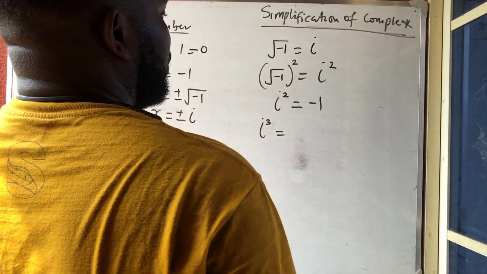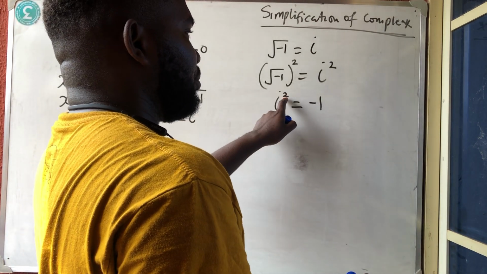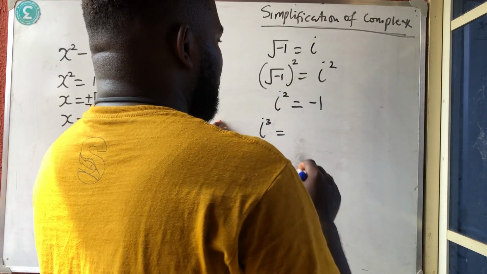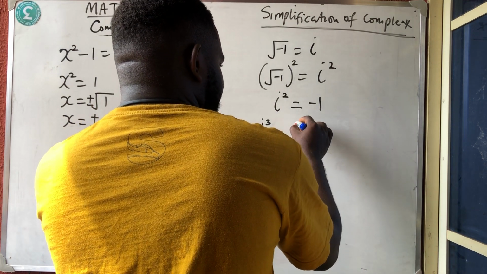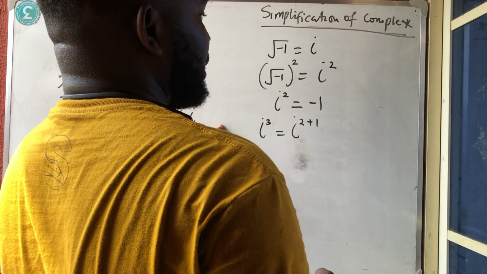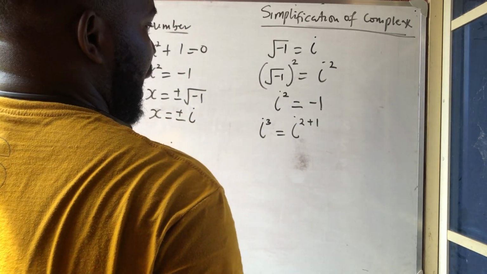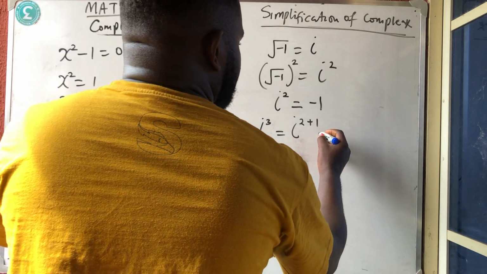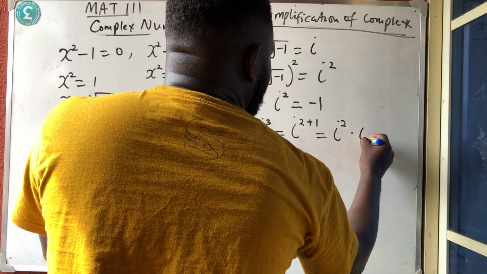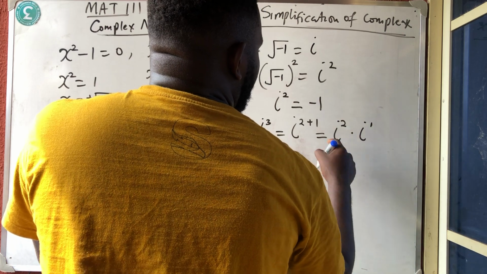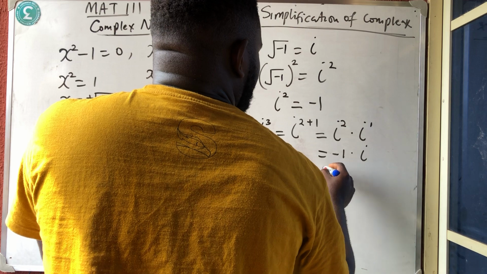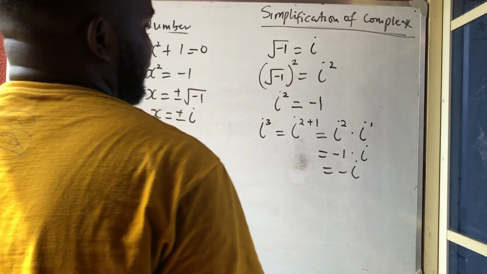Now what do you do? You must start from these two. The one we know normally is i squared. So we can say that i raised to power 3 is simply saying i raised to power 2 plus 1, like this. Okay? And this is equal to i raised to power 2 times i raised to power 1. And we know that i raised to power 2 is minus 1, times i, which will give you minus i. Are you getting that?